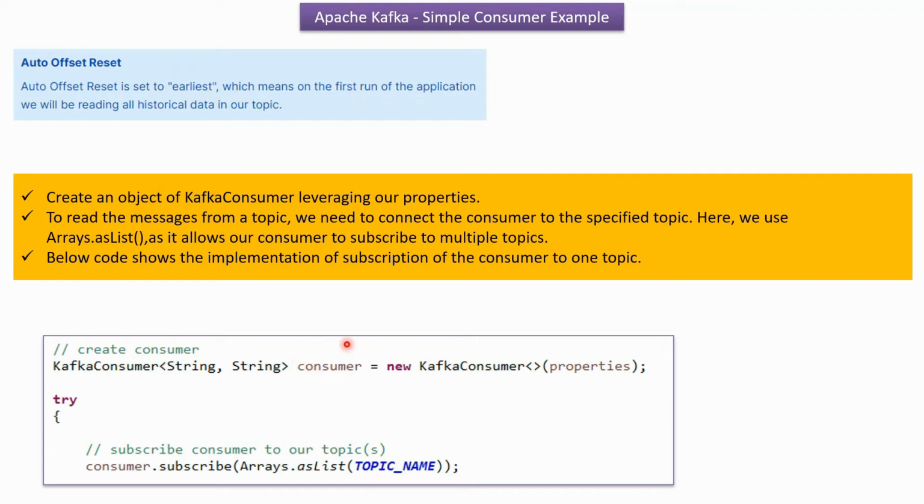And here we are creating a consumer object to leverage the properties we have set. And to read messages from the topic, first we need to connect the consumer to the specific topic or subscribe the consumer to the specific topic. And for that we are using subscribe method of consumer, and here we are providing list of topic name. In this case we are connecting to only one topic, so we have given only animal topic name. And suppose if you have to connect to multiple topic, then here we can give list of comma separated topics.